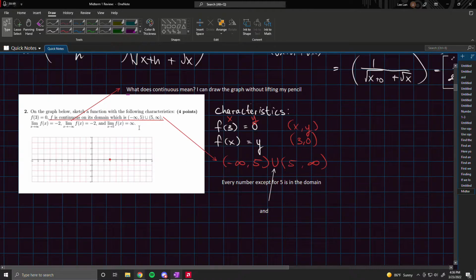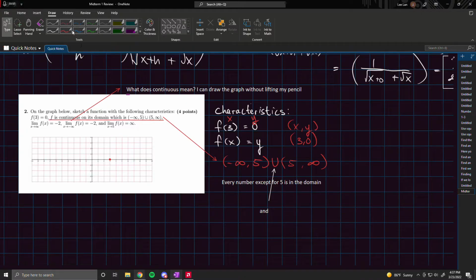And then it says for every number except for 5. So it means I can draw the graph from negative infinity to 5 fine, without having to lift my pencil. And then once I hit 5, I have to lift my pencil, and then I can get past 5 and continue on towards positive infinity without ever having to lift my pencil. So that's what this little sentence means.